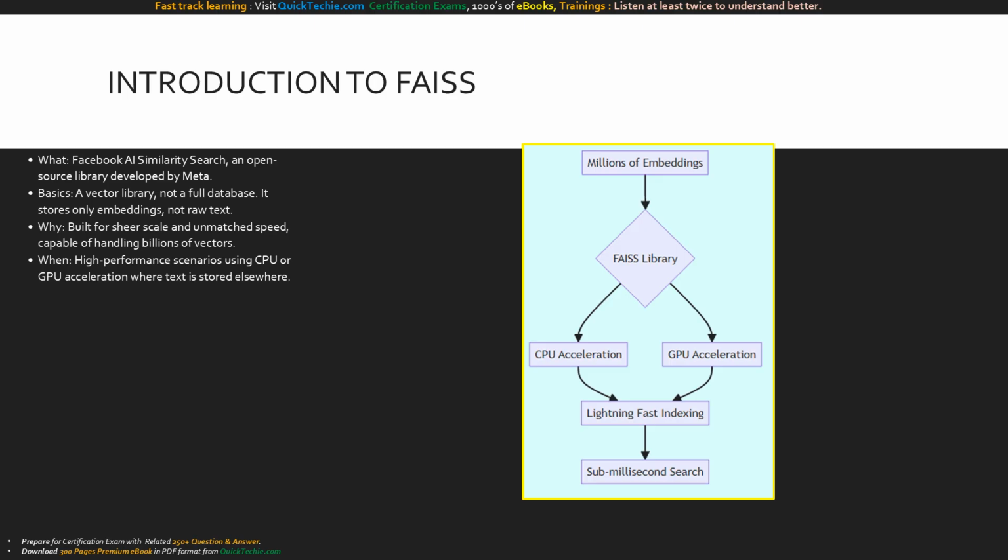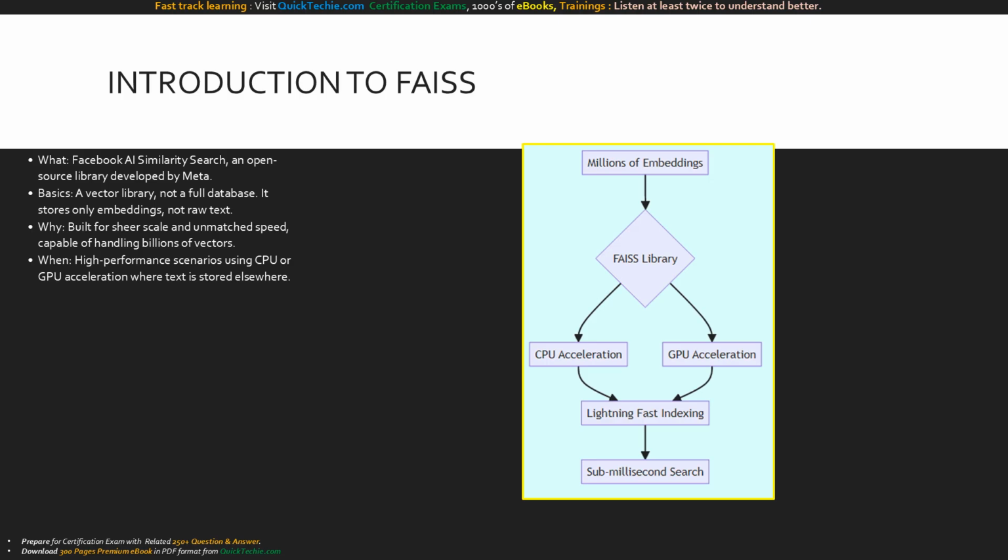Why would you choose it? For sheer, uncompromising speed and scale. FAISS is engineered for high-performance similarity search and clustering of dense vectors, supporting both CPU and GPU acceleration. You use FAISS when you are operating at an enterprise scale, dealing with millions or billions of vectors, and need sub-millisecond retrieval times. This flowchart highlights the performance-driven nature of FAISS.